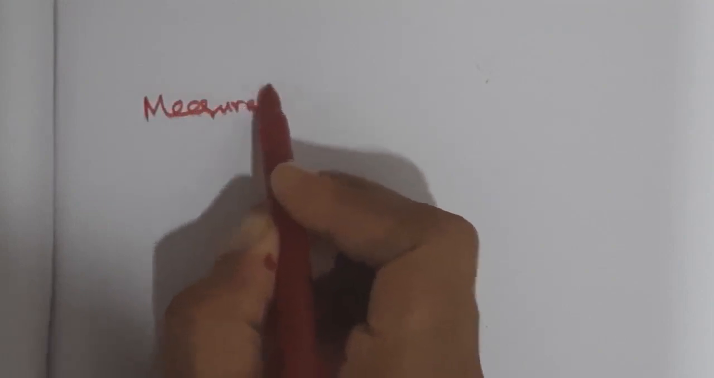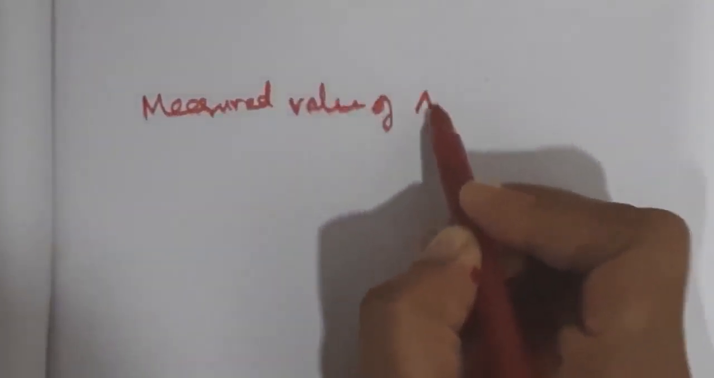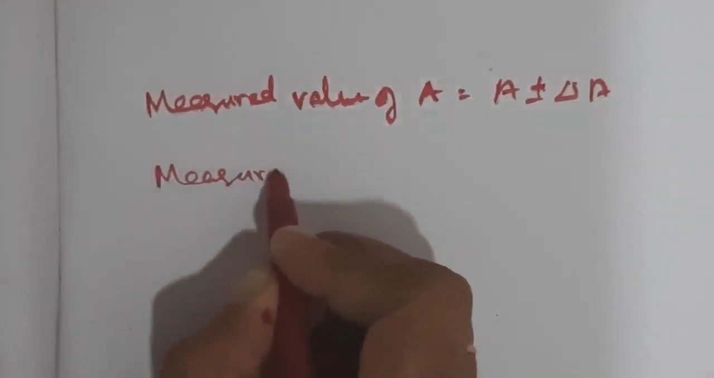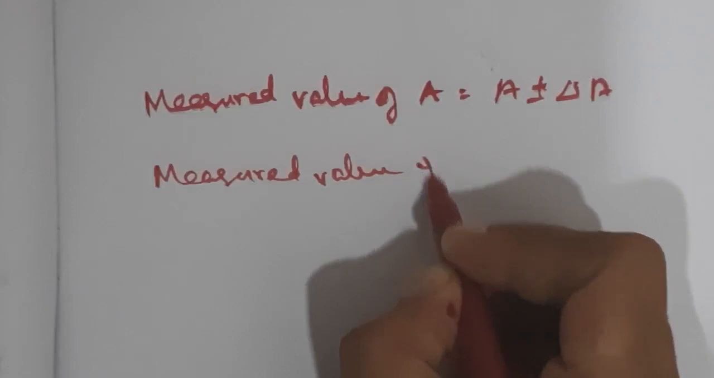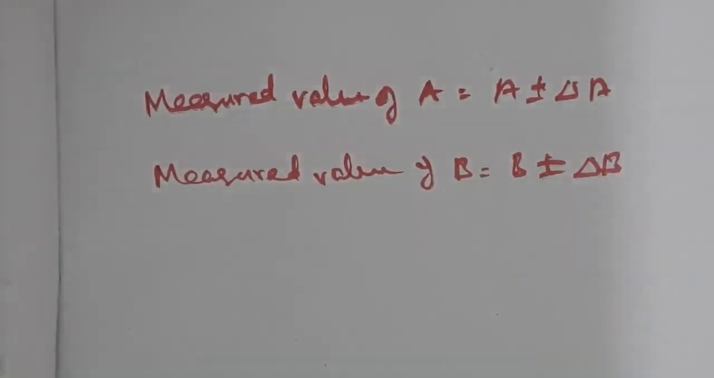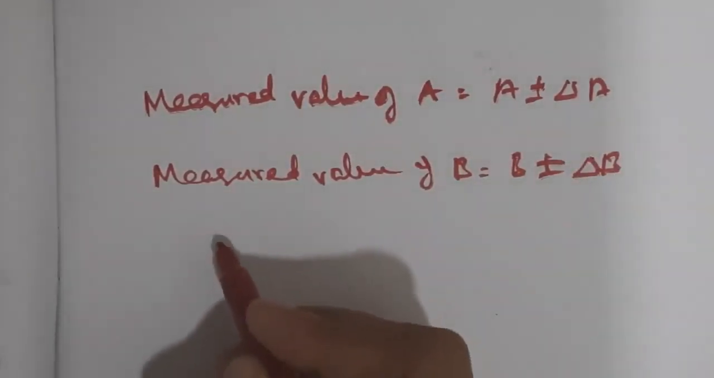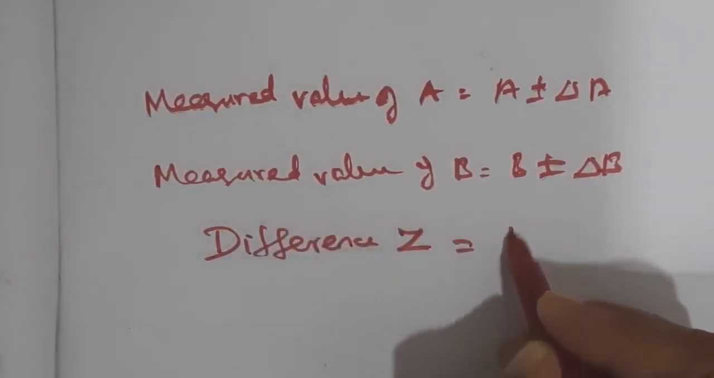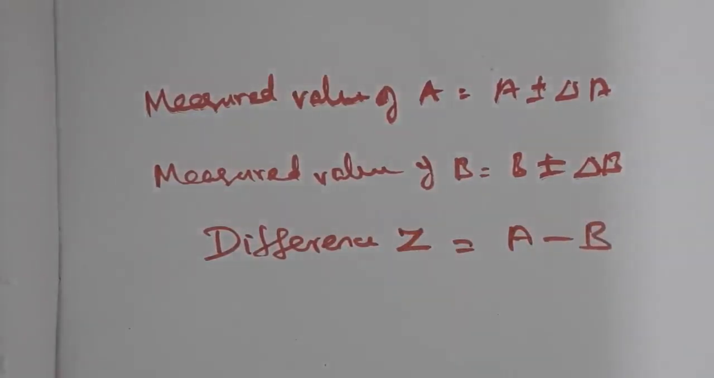So measured value of A is A plus or minus delta A. Measured value of B is B plus or minus delta B. Next, consider the difference. The difference is considered as Z. So, Z is equal to A minus B.